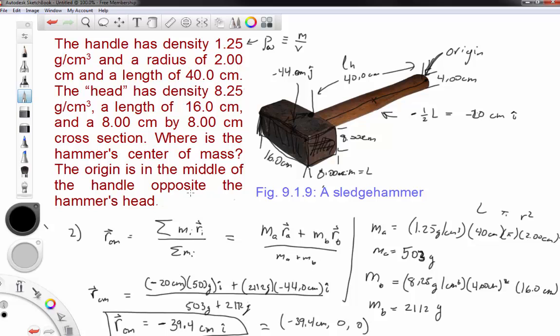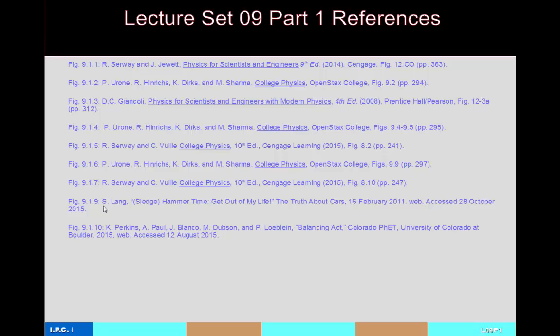So now we found the center of mass of an extended object. And of course, I should give credit about where I found this extended object on the web. It's from a site called The Truth About Cars.